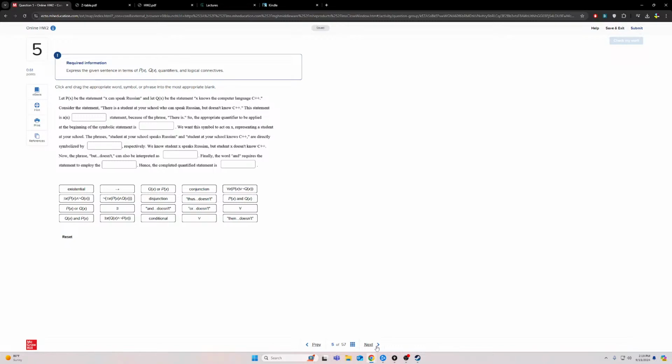Click and drag the appropriate word, symbol, or phrase in the most appropriate blank. Let P(x) be the statement x can speak Russian. Let Q(x) be the statement x knows the computer language C++. For sure.